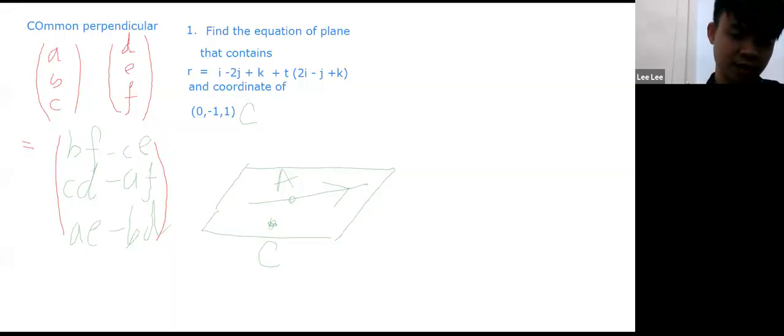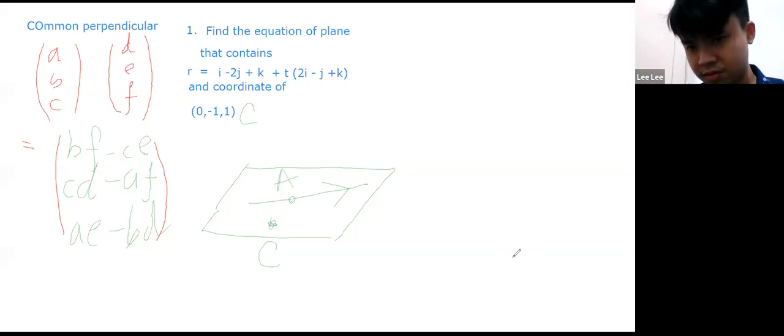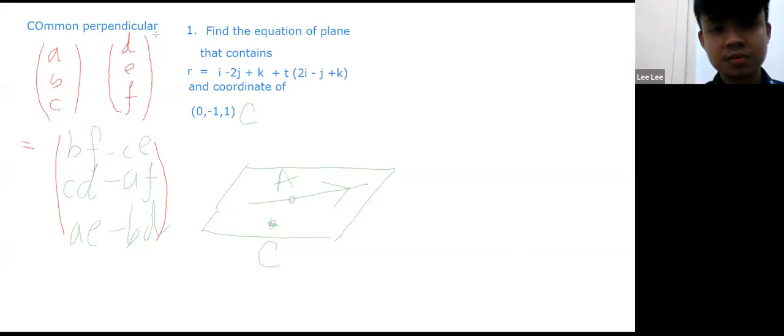So, the question asks you to find the equation of a plane that contains a line r equals blah blah blah and a coordinate of (0, -1, 1). So in the sketch that I draw on the board, the direction of the line is 2i minus j plus k. The equation is that, right? The coordinate that the line passes through, I name it as A. So I have two coordinates on my plane now. A is the coordinate that the line passes through, and C is another coordinate that he mentioned. Anyone have questions about the sketch until here?